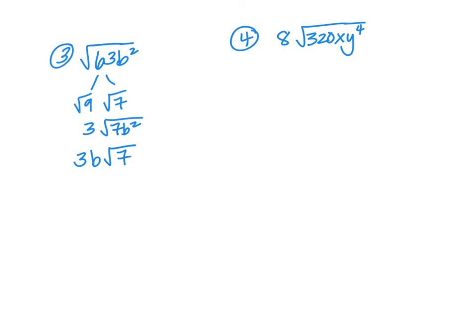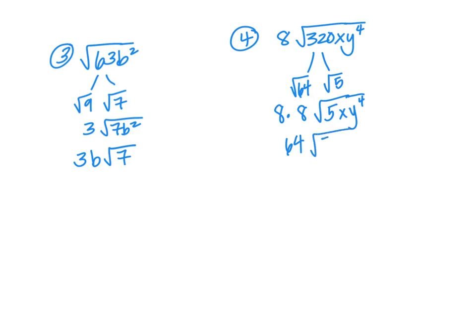So we have 8 square root of 320x y to the 4th power. Let's go ahead and work with that 320 first. So the largest perfect square it can be divided by is 64. 64 times 5 gives us 320. So when we take 64 outside of the radical sign, it becomes 8. And so we have 5 inside, we have x, and we have y to the 4th power. 8 times 8 gives us 64.